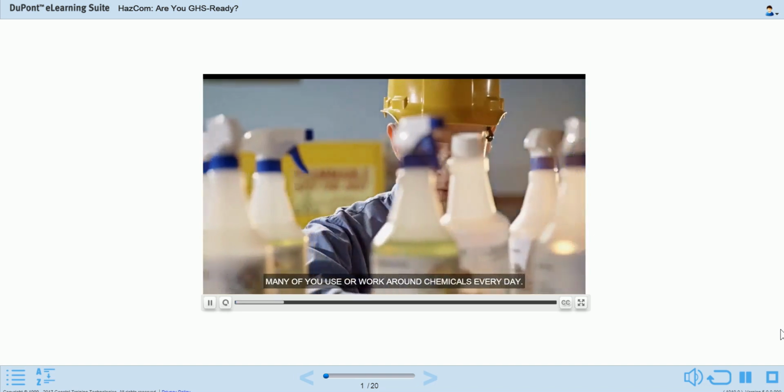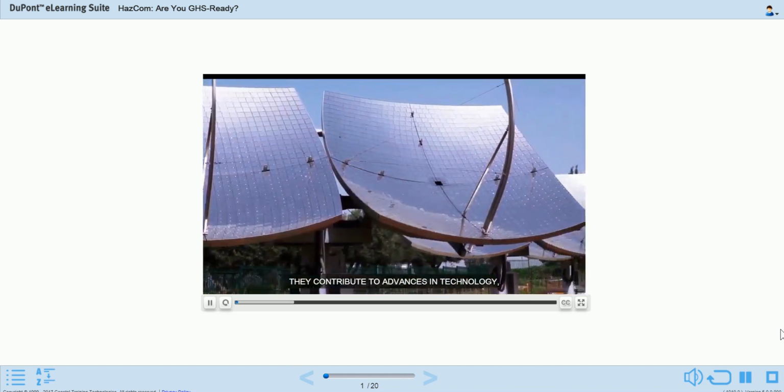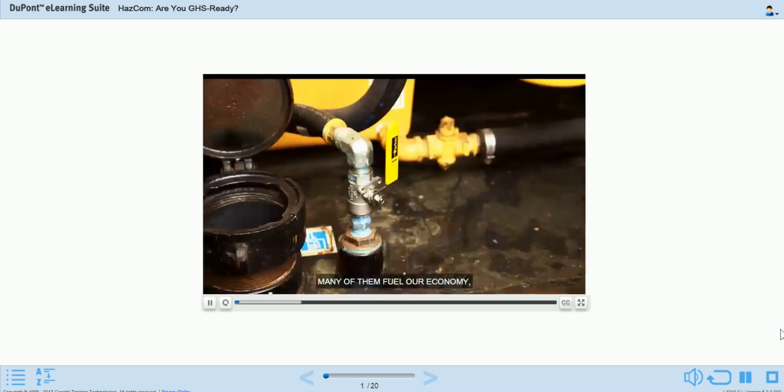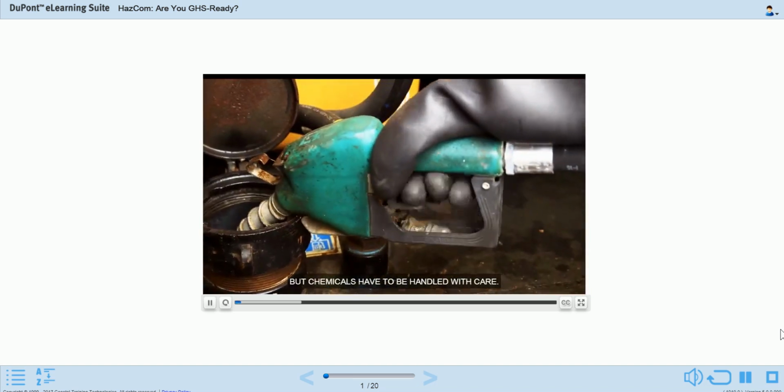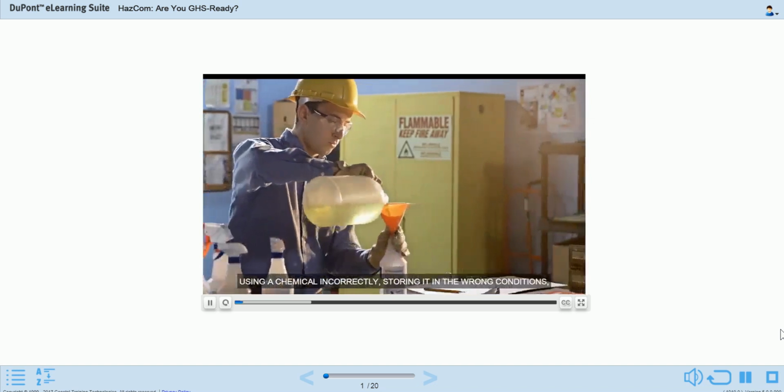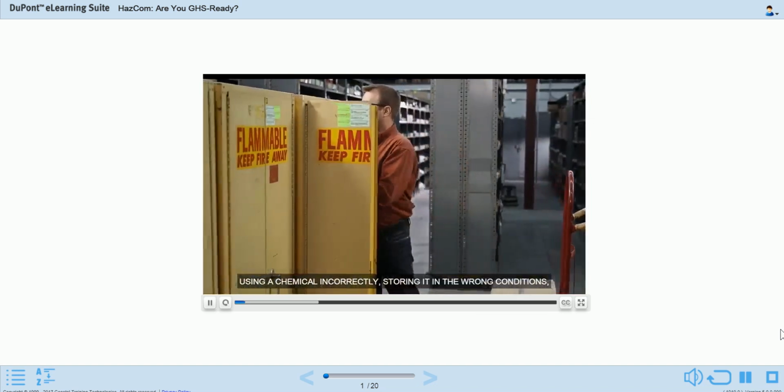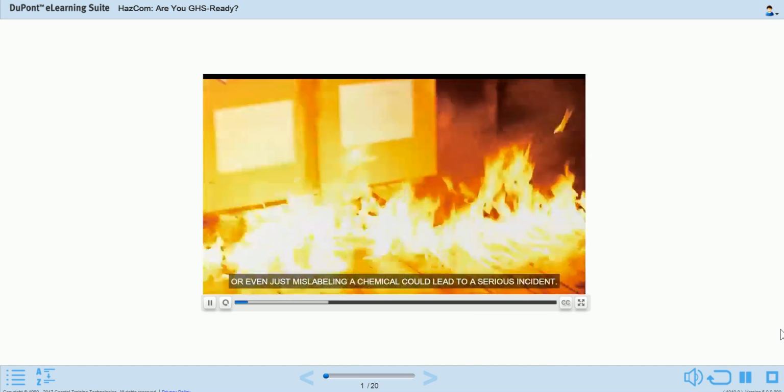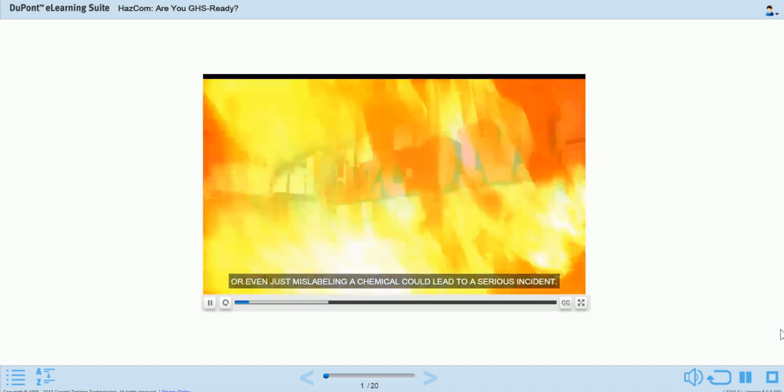Many of you use or work around chemicals every day. They contribute to advances in technology. Many of them fuel our economy. But chemicals have to be handled with care. Using a chemical incorrectly, storing it in the wrong conditions, or even just mislabeling a chemical could lead to a serious incident.